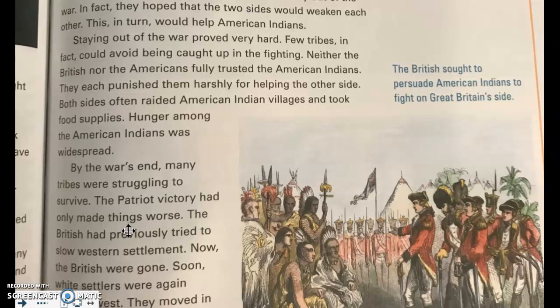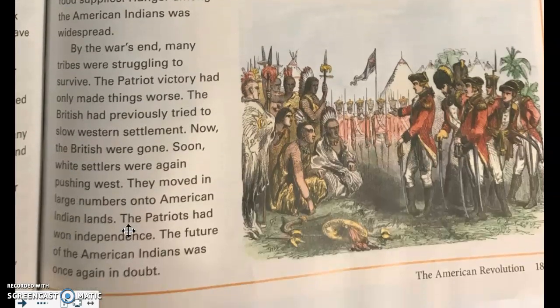Neither the British nor the Americans fully trusted the American Indians. They punished them harshly for helping the other side. Both sides often raided American Indian villages and took food supplies. Hunger among the American Indians was widespread. By the war's end, many tribes were struggling to survive. The Patriot victory had only made things worse.